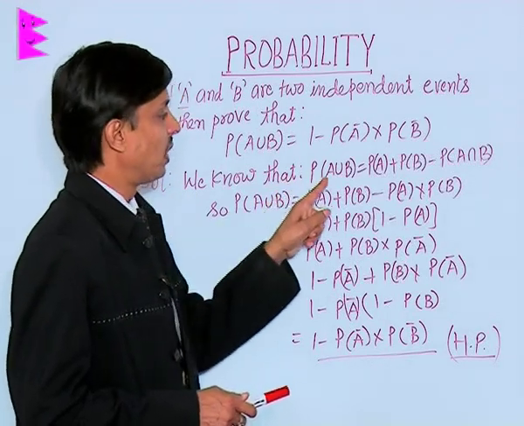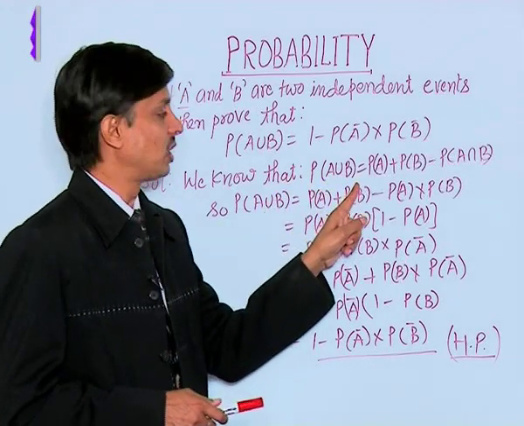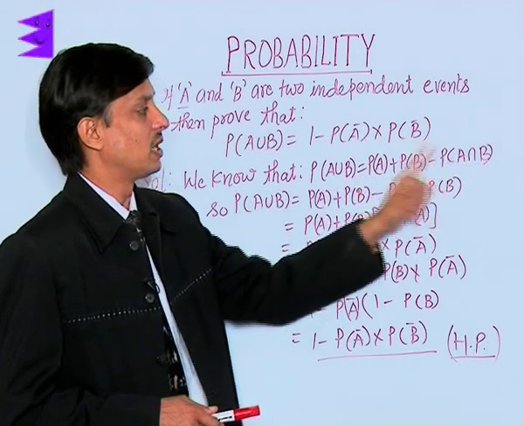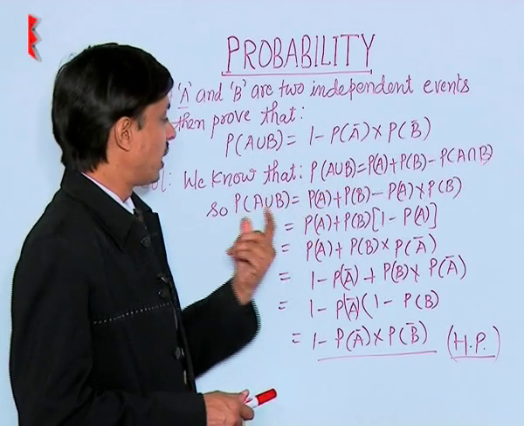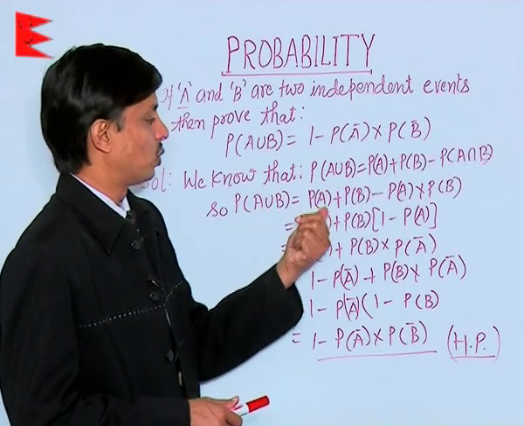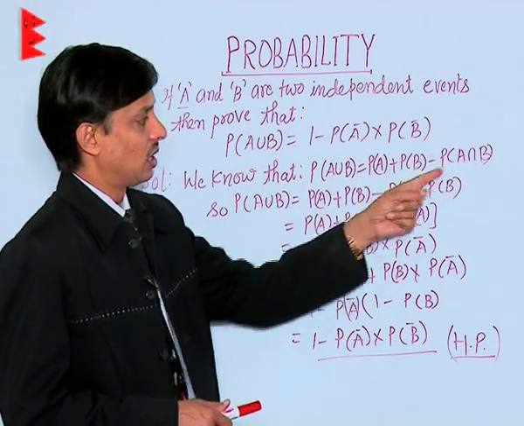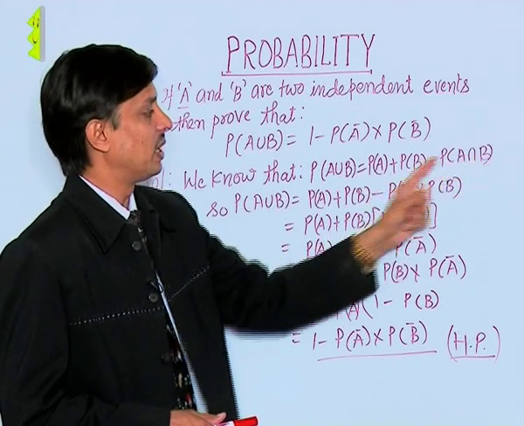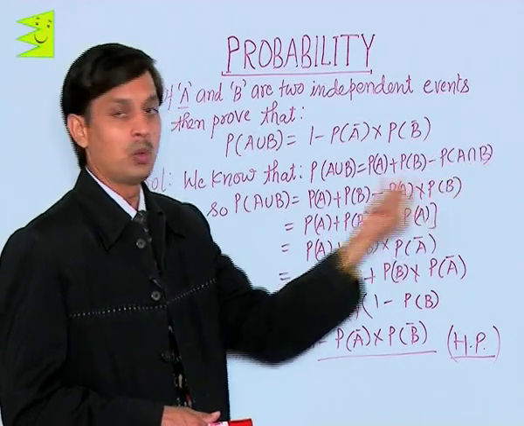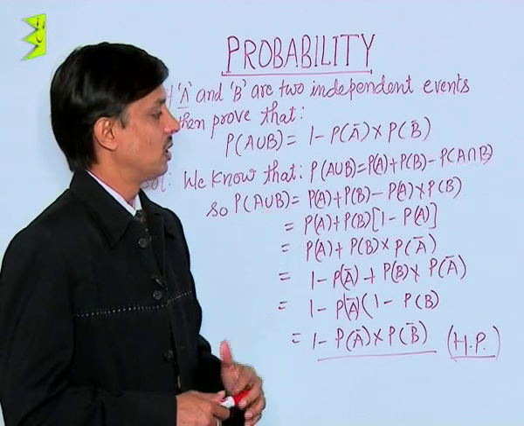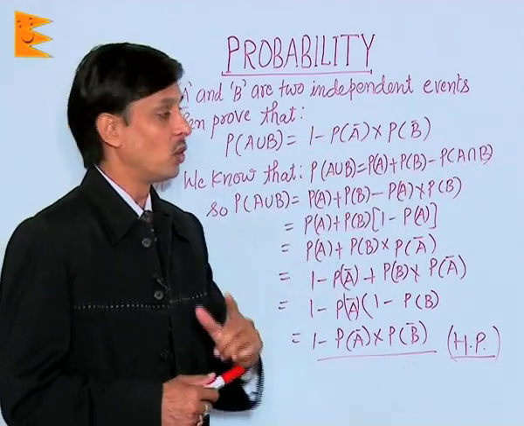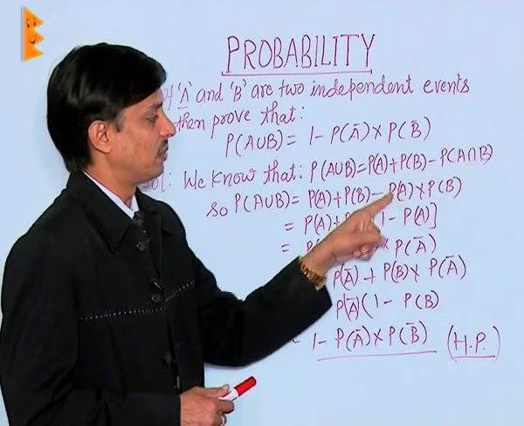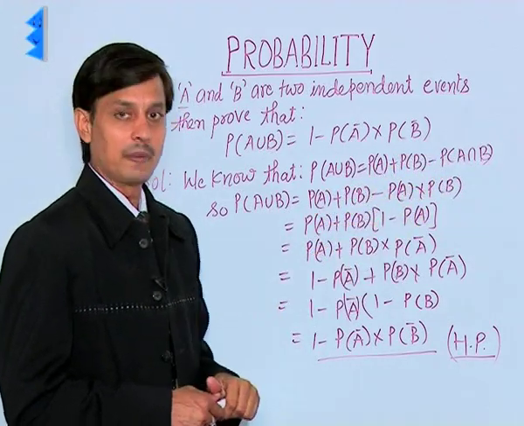We know that probability of A union B, by the addition theorem, is P(A) plus P(B) minus probability of A intersection B. So we can say probability of A union B is equal to P(A) plus P(B) minus probability of A intersection B, which can be replaced by probability of A into probability of B, because this is especially for independent events, and we know that the result probability of A intersection B is P(A) into P(B).